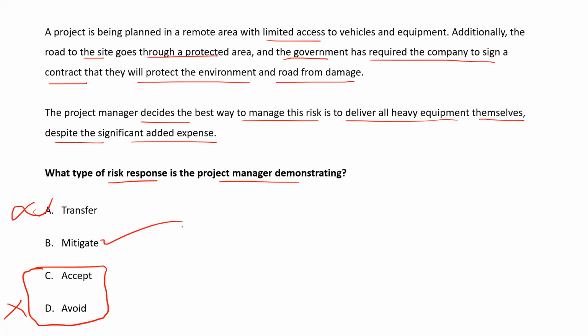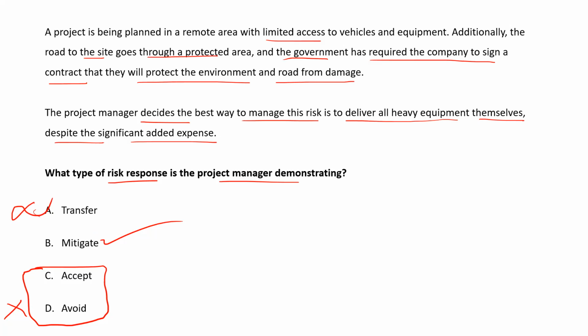The meaning answer is mitigate. But here it is mentioning delivery of all heavy equipment themselves. But that means in addition to, despite the significant added expense, means they will be charging for the additional heavy equipments, right? This is the meaning here.